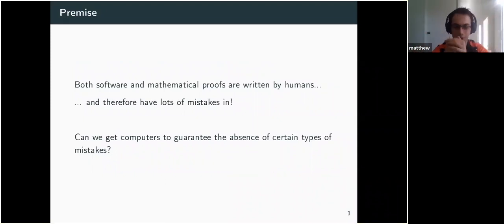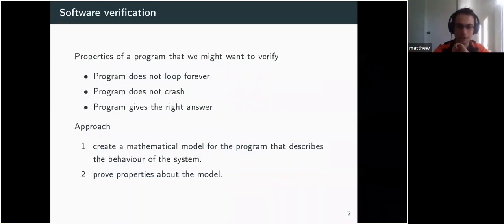I'm sure there's lots of mathematical proofs that are fairly easy to visualize what you might want to check. Software maybe is slightly less clear. So properties of programs that we might want to verify, not saying that these are always possible to verify, but you might want to verify that your program doesn't loop forever, so it eventually terminates, or you might want to prove that it doesn't crash, or that more abstractly it gives the right answer. The approach is you basically reduce software down to mathematics. So you build a mathematical model of what your program does, and then you prove properties about that model.